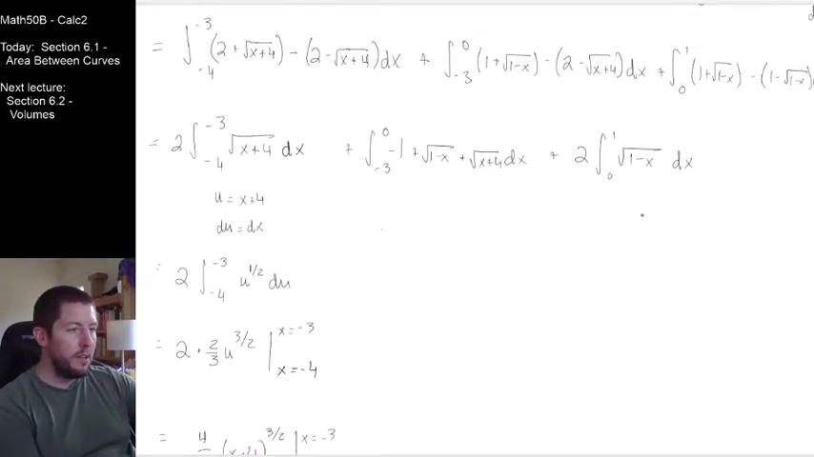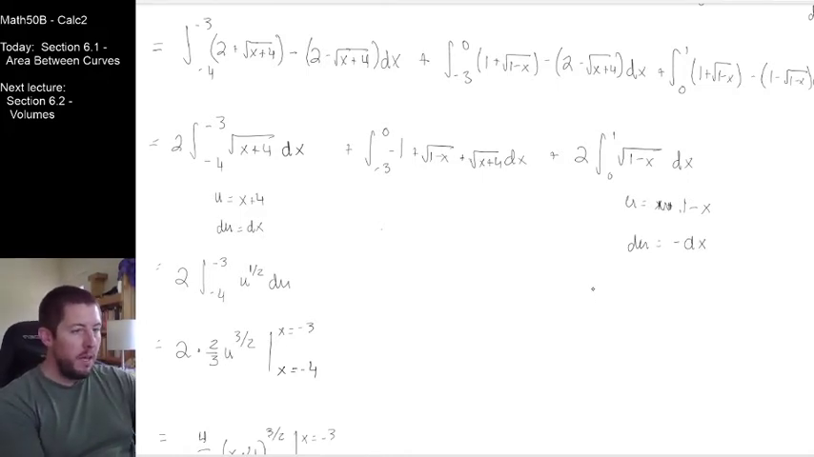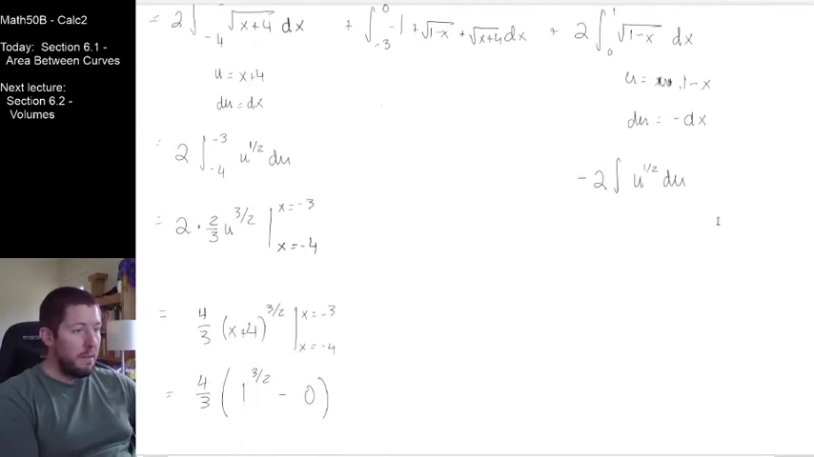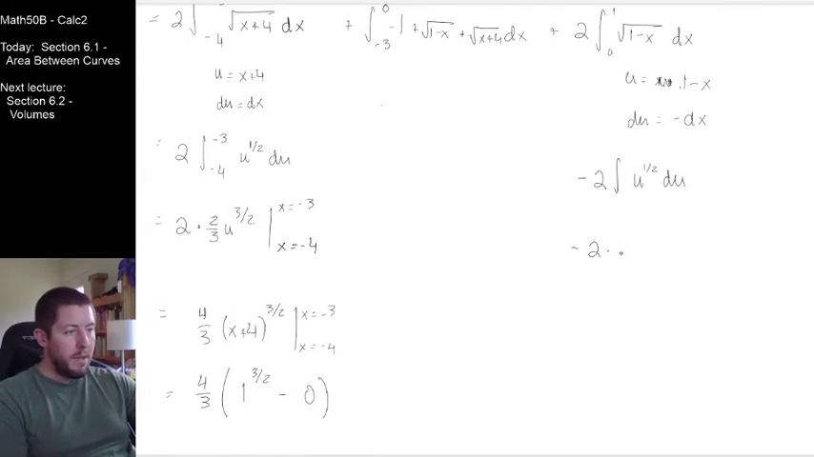Similarly, I can go over here and handle this chunk in a very similar fashion. u equals 1 minus x, du equals negative dx. So I'm going to move that negative over, and it looks like we're now looking at -2 integral of u to the 1/2 du. Notice that this negative sign has changed; that's from the negative that we picked up right there. Same thing, I'm going to get my -2 times, because that's going to be a 3 halves power, a 2/3 coefficient.